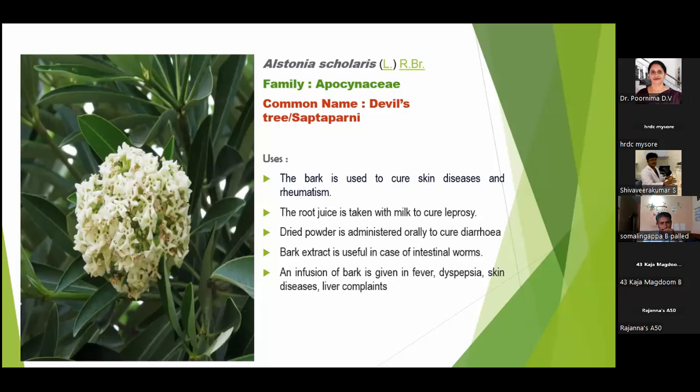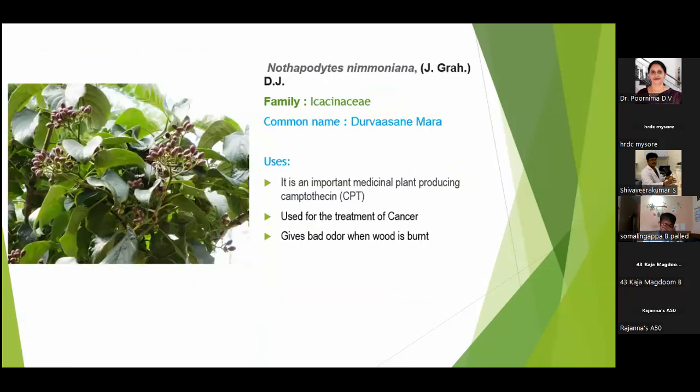An ornamental plant. And in this particular plant, the bark is used to cure skin diseases and rheumatism. The root juice is taken with milk to cure leprosy. Dried powder is administered orally to cure diarrhea. Bark extract is useful in case of intestinal worms. Then an infusion of bark is given for fever and dyspepsia. This comes under the family Apocynaceae. And this plant is commonly called Durvasa Mara.